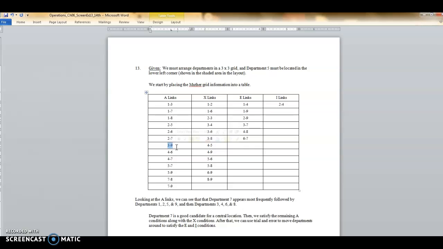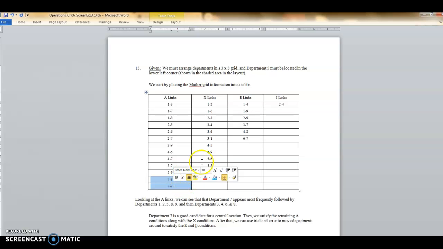Looking at department number 4, I have 2 A links. It needs to be next to number 6 and number 7. So 4 next to 6 and next to 7. Department number 5, I have 2 A links. It needs to be next to department number 7 and department number 9. So 5 next to 7 and 5 next to 9. Department number 6, I don't have any A links. Department number 7, I have 2 A links. It needs to be next to departments number 8 and number 9.